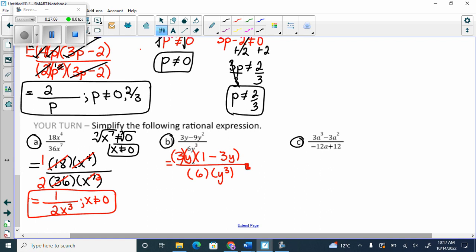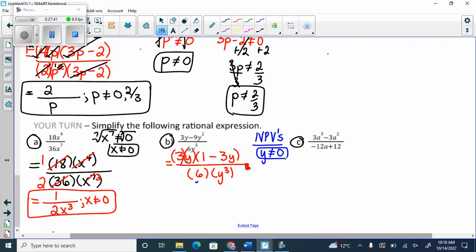Before I go to cancel anything off, I must do what? Slap my hand and say, did I do my NPVs? So, we're close. See NPVs. Non-permissible values. So, does a 6 create me a non-permissible value? No, it doesn't have a variable. Y cubed, if it's y, y squared, y cubed, y4, y5, y6, y7, whatever, it's going to be y can't equal 0. So I stated my NPVs, and now I can cancel.